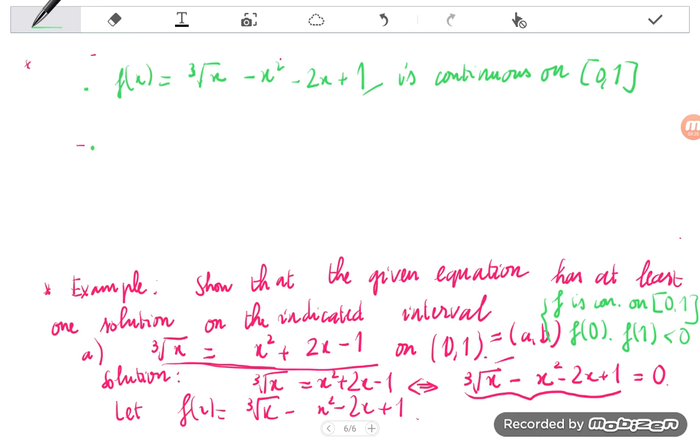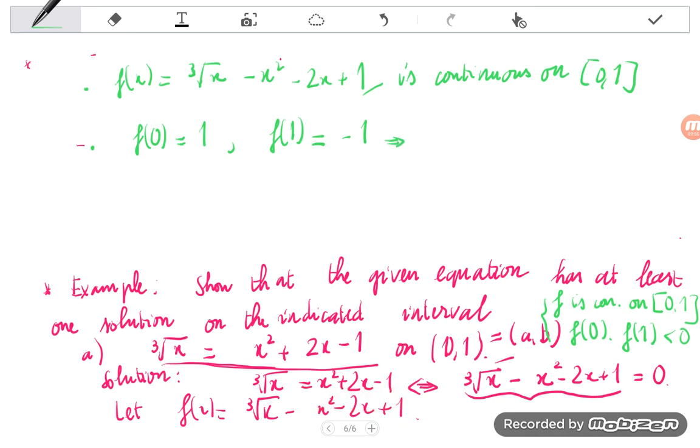And next, we will compute f(0). Substitute 0 for x, we have f(0) equals 1. And we compute f(1). Substitute 1 for x, we have the cubic root of 1 minus 2 plus 1. So f(1) is minus 1.